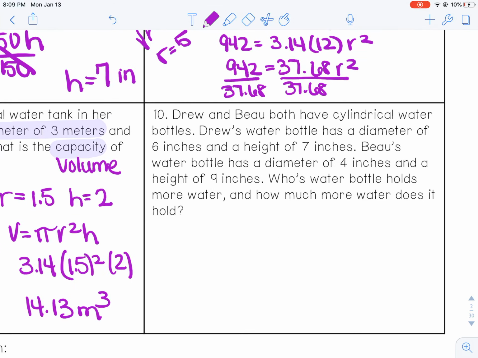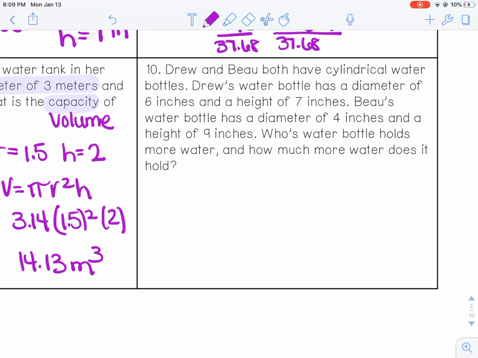Last question. Drew and Bo both have cylindrical water bottles. Drew's water bottle has a diameter of 6 inches and a height of 7. Bo's water bottle has a diameter of 4 inches and a height of 9 inches. Okay, whose water bottle holds more water, and how much? Okay, so I'm going to just split it into two. So I've got Drew over here, and I've got Bo over here.